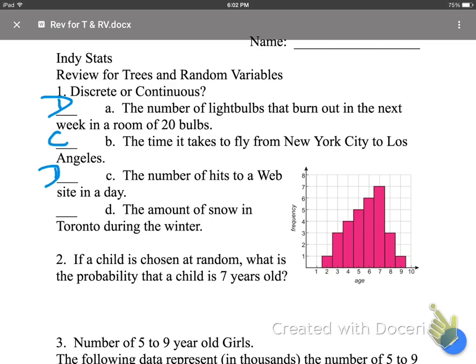Okay, the amount of snow in Toronto during the winter. So you've seen it on TV. They talk about accumulation. It could be 3.5 inches. All right? And so that is going to be continuous.